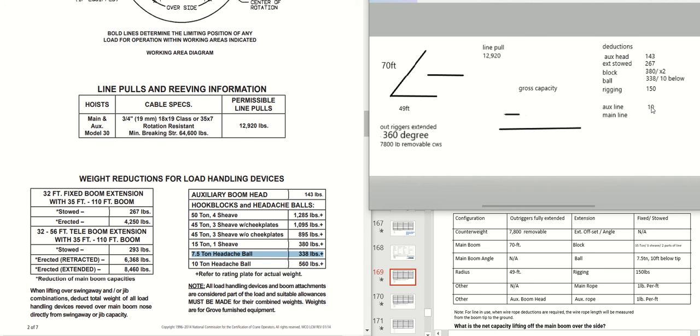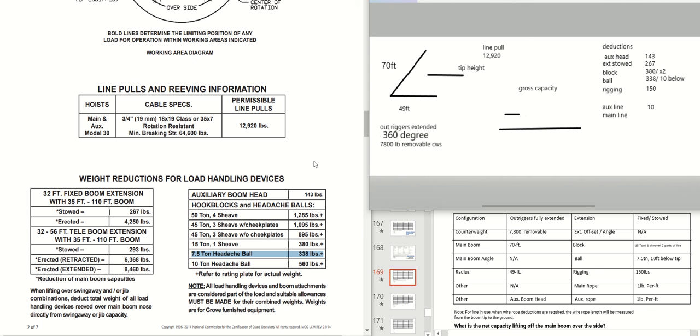Now that we have all our deductions, we have auxiliary head, 1, 2, 3, 4, 5, 6. So we have 6 deductions total. So we're right on track with what we need to have on our 360-degree chart. So everything that we need now is pretty much here. We just need to find our tip height now. Tip height.